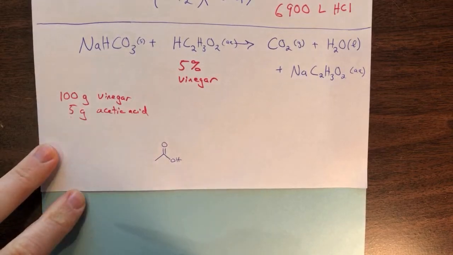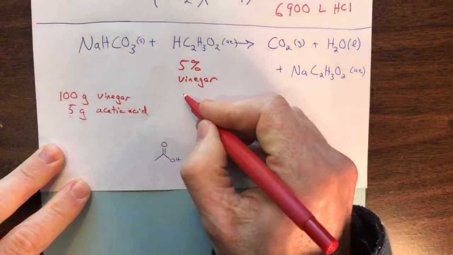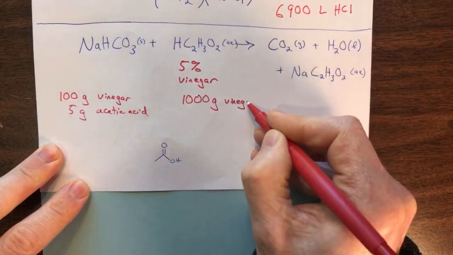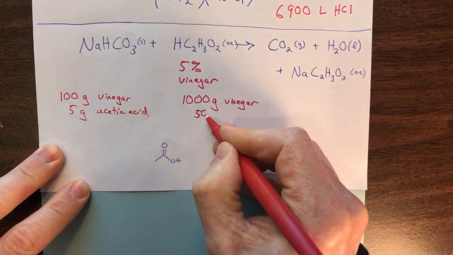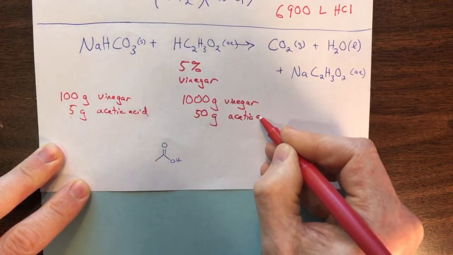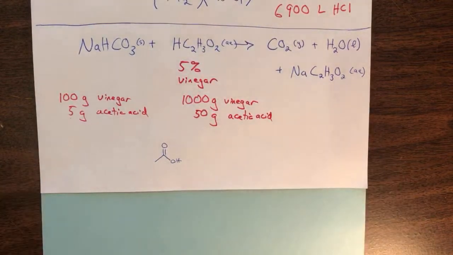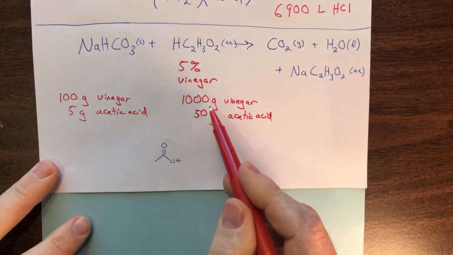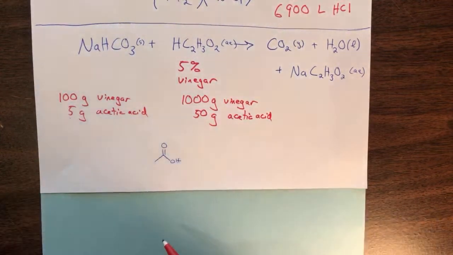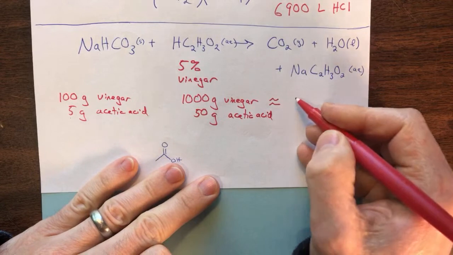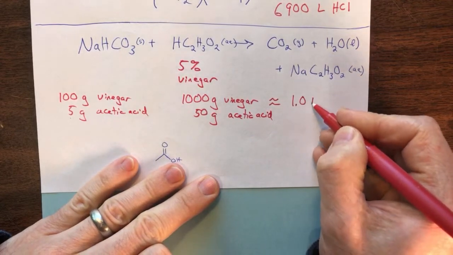Okay? But you know what? I don't want to use 100 grams. I want to use 1,000 grams. So in 1,000 grams of vinegar, I have 50 grams of acetic acid. Well, why do I want to use 1,000 grams of vinegar? Because although the density of vinegar is not exactly 1, I'm going to estimate it, because this is a pretty good estimation, that this 1,000 grams of vinegar is approximately equal to 1 liter.